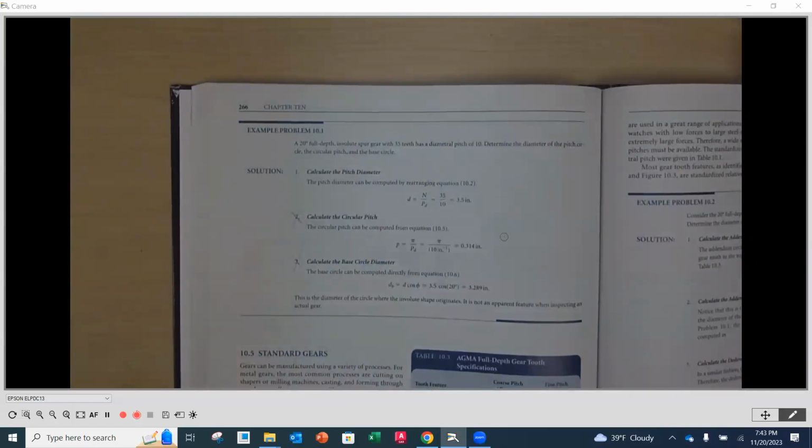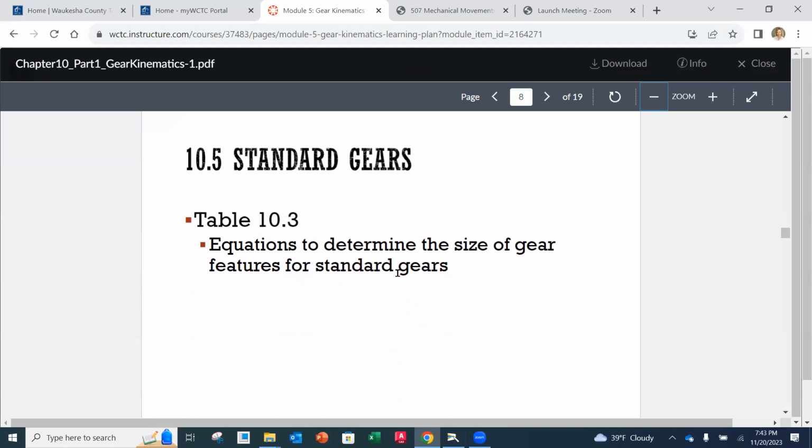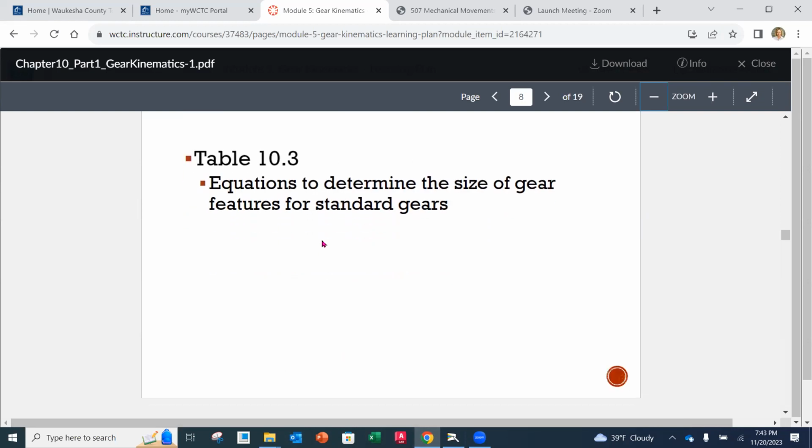Then let's go back and keep going. Standard gears. We already looked at table 10.3, and that table has equations to determine the size of the gear profile of the teeth based on the diametral pitch. Once we know our diametral pitch, we can calculate anything we want about it.